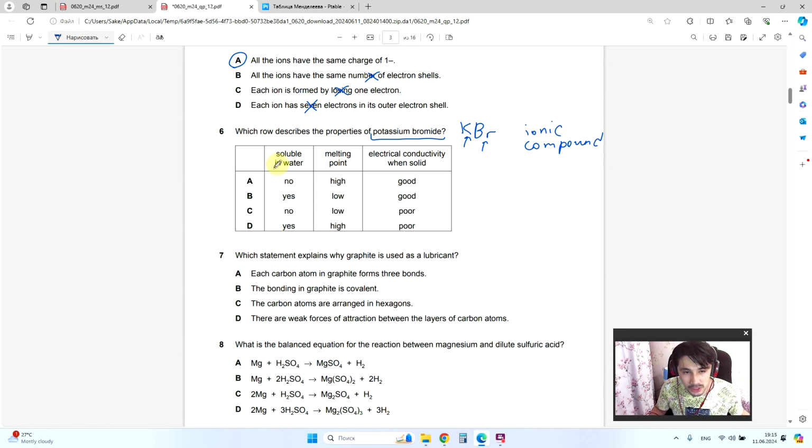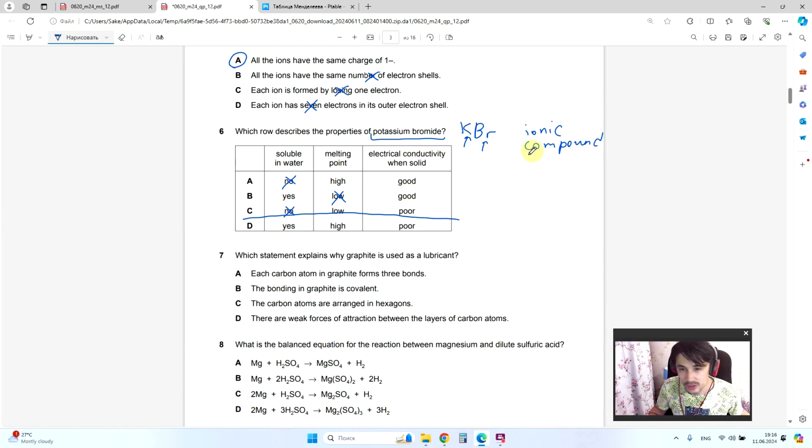So what about solubility in water? So mostly ionic substances are soluble in water. Mostly, but not always. So we can get rid of options A and C. So yeah, it is soluble. Melting points of substances with ionic bond is relatively high, one of the highest ones. So you can cancel out option B, and double check option D by looking at the last property, electrical conductivity when solid.